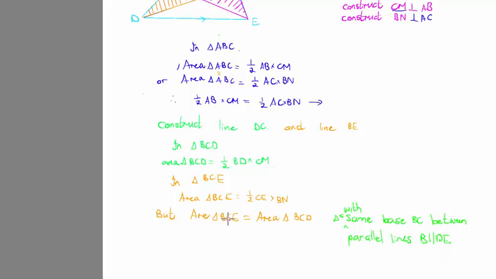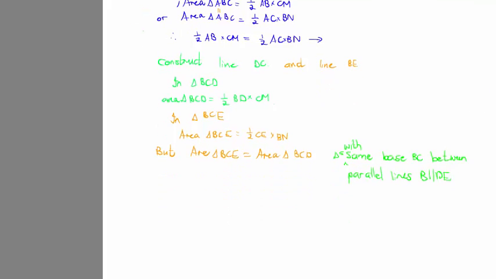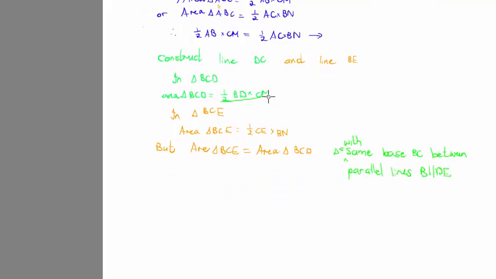Okay, and therefore I know the areas are the same, and then I can use the two expressions that I got. That expression and that expression must therefore be equal. In other words, a half BD times CM must now be equal to a half CE times BN. Is that okay so far? It's not difficult. You can see it's an intense proof. It's a long proof.